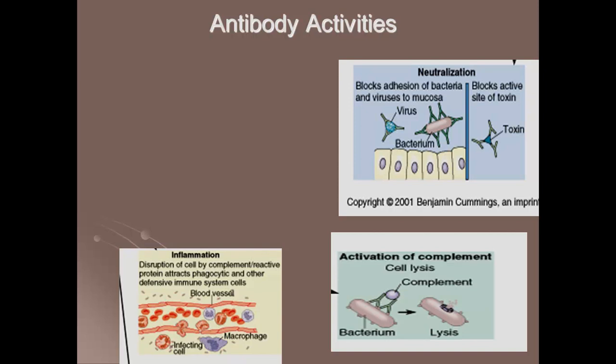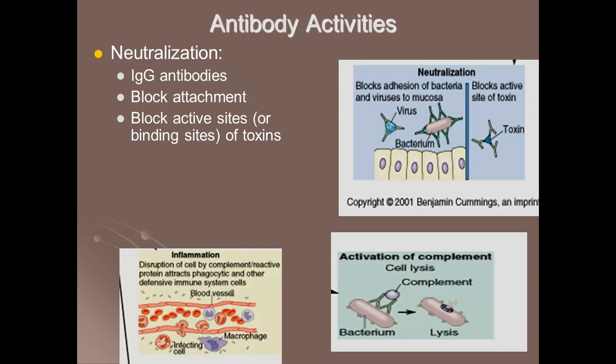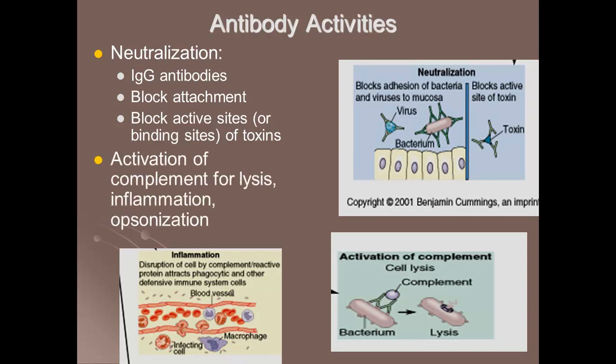Another function of antibody activity is neutralization. Here we see IgG antibodies blocking the attachment, or blocking the active sites or binding sites, of toxins. Normally a virus, bacteria, or toxin would bind to something, but antibodies are going to bind to the toxins, the bacteria, or the virus so that they cannot bind. And then finally, you can have activation of complement for lysis, inflammation, and opsonization.